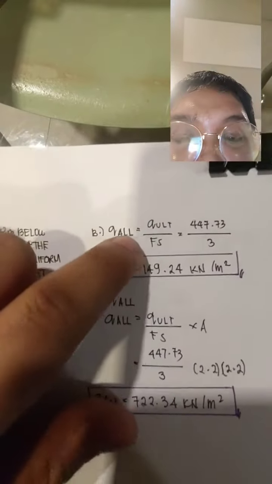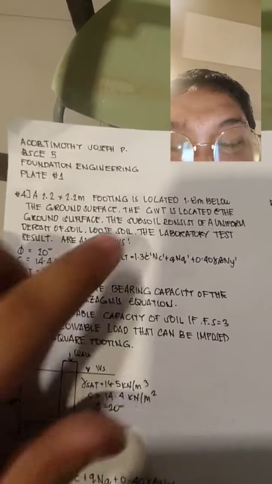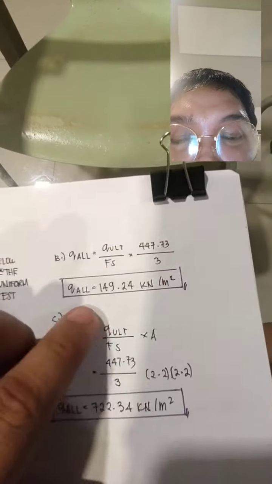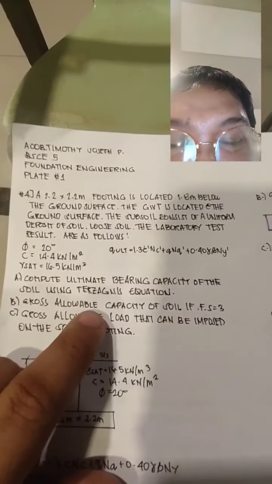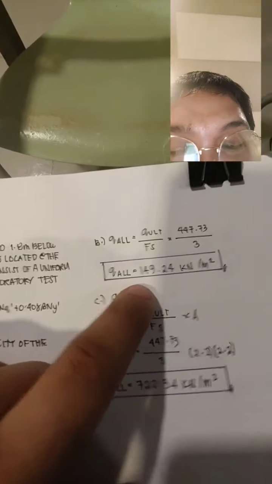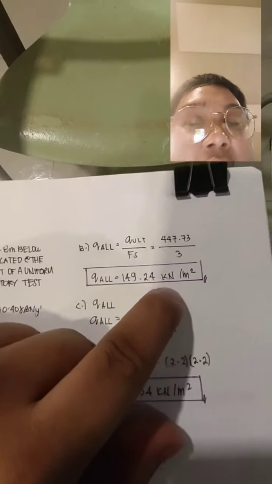Now let's move on to letter B. We have here Q all is equal to Q ultimate all over Fs factor of safety is equal to 447.73. So yung Q ultimate natin here is ayun, ito na siya. We have here the 447.73 all over 3. Makukuha natin yung Q all, which is the gross allowable capacity of soil, is equal to 149.24 kilonewton per square meter.